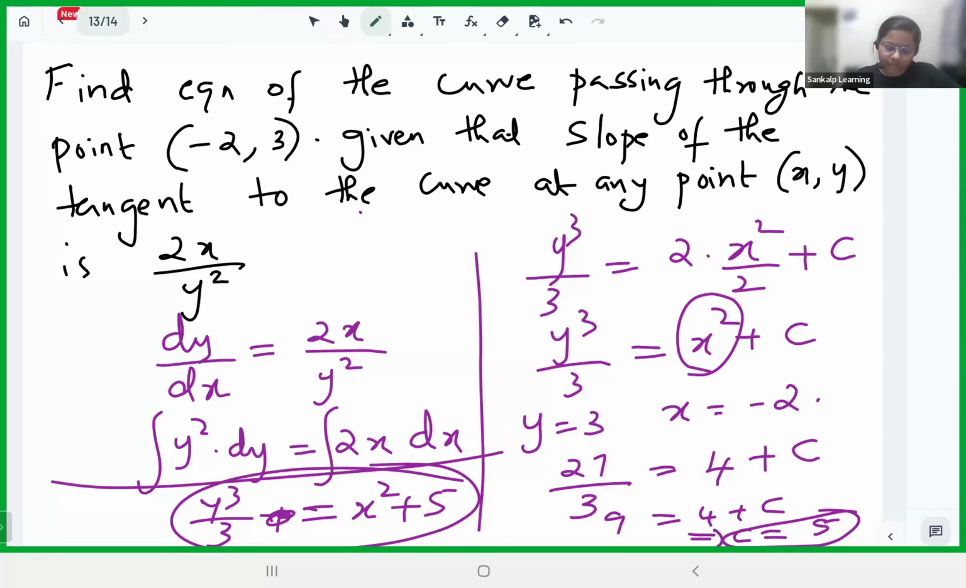Now we'll discuss a few questions from solution of linear differential equations, that is finding the integrating factor and then finding the solution of the differential equation. All right. So the next question is dy by dx plus 3y equal to e raised to minus 2x.